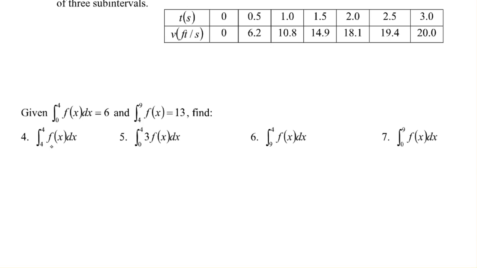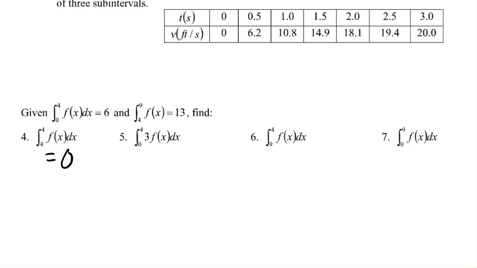Okay, so from 4 to 4, f of x dx, we're supposed to figure out what this is, and we're told 0 to 4 is 6, and 4 to 9 is 13. So how am I supposed to know how much area is between 4 and 4? Right, if it's the start and the end, there's no area to be had. It doesn't open up at all.